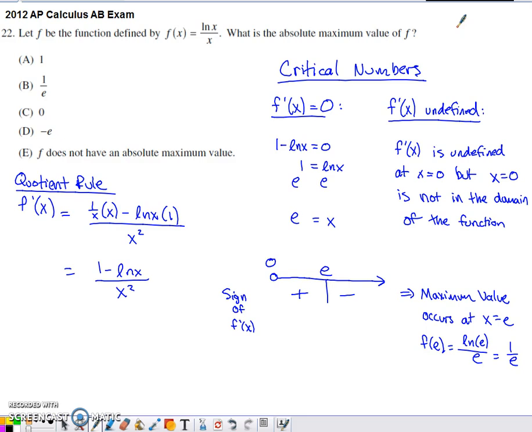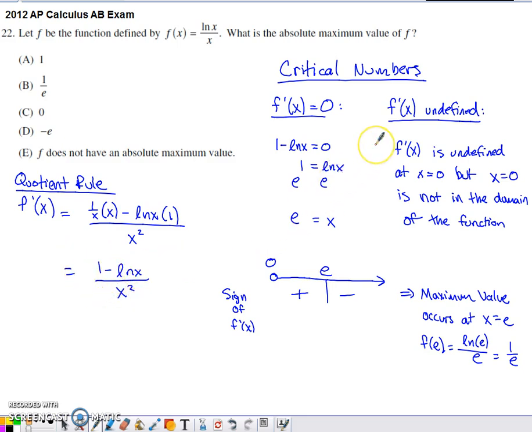So for this particular function, when we go to identify critical numbers, we're going to want to take a derivative of it. So you see I applied my quotient rule here. So I've got the derivative of the top, original denominator, minus original numerator, derivative of the denominator, and then all divided by the original denominator squared. This actually cleans up pretty nicely. 1 over x times x is really just 1. And then natural log of x times 1 is still just natural log of x. So we have a pretty nice derivative to work with here.